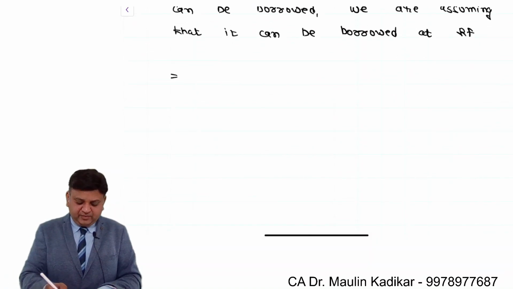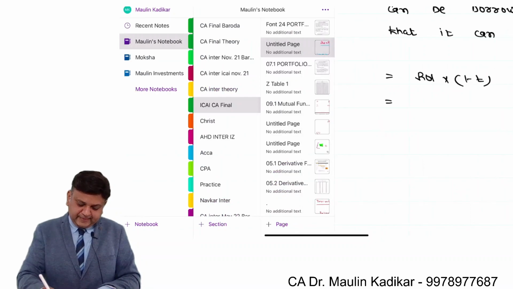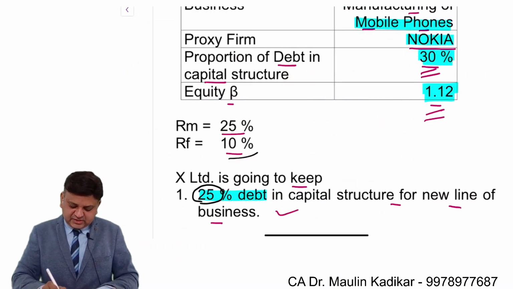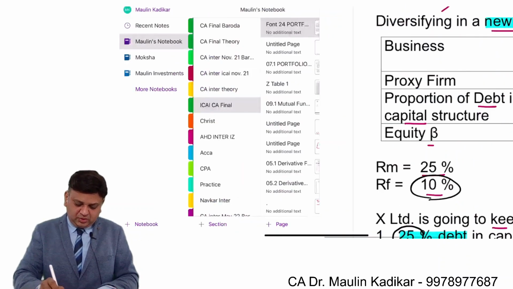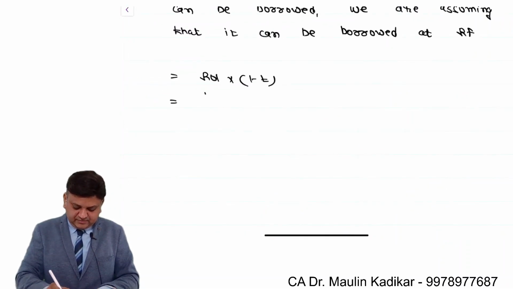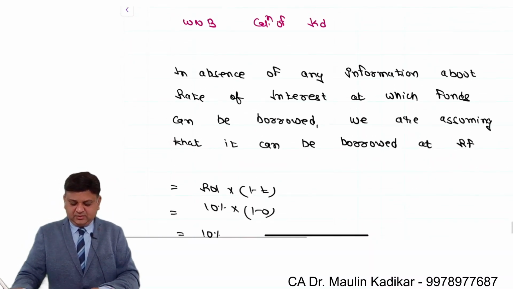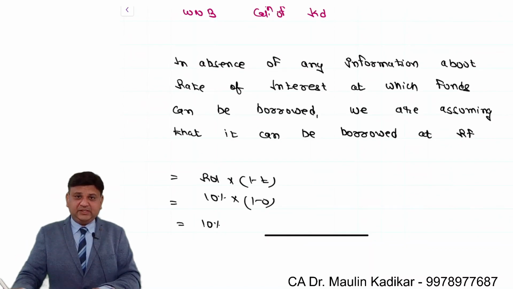So for KD, the formula will be, dear students, rate of interest into 1 minus T. What is rate of interest? It is 10. Tax rate information is not given. So we are ignoring tax. So it will be 10%. That is the cost of debt financing.